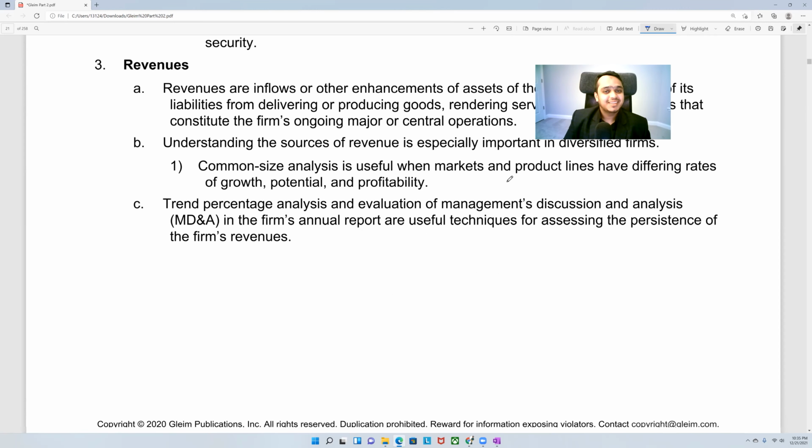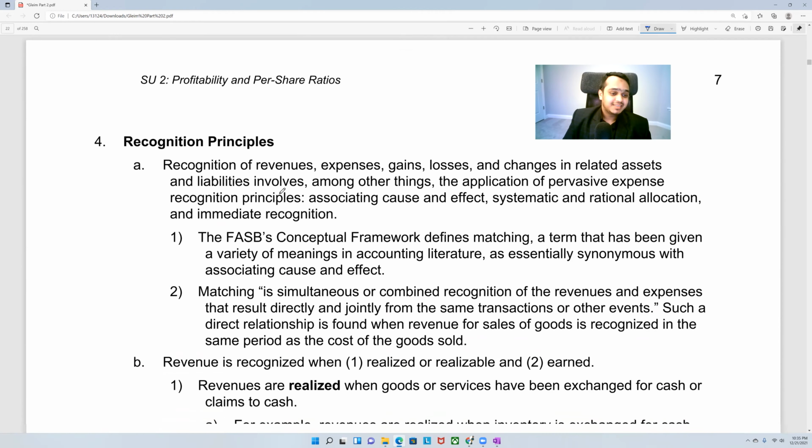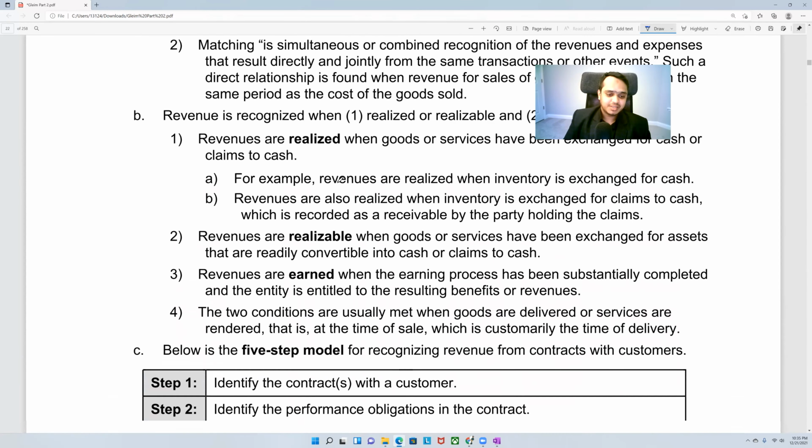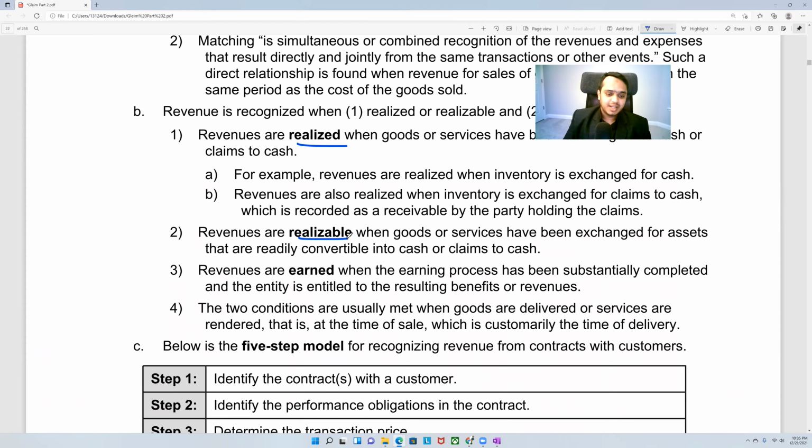How are you going to do it? That will affect your profitability. See, those are the recognition principles which we were talking about: realized, realizable, earned.